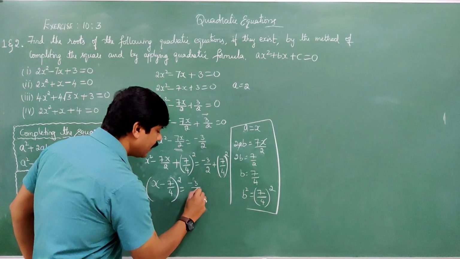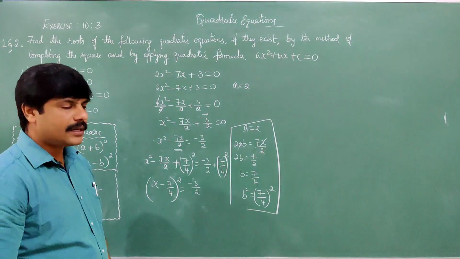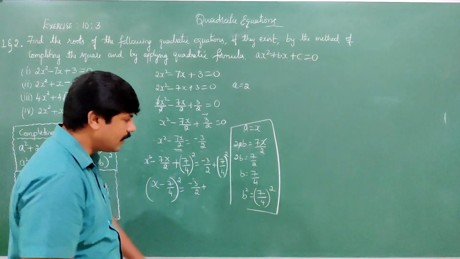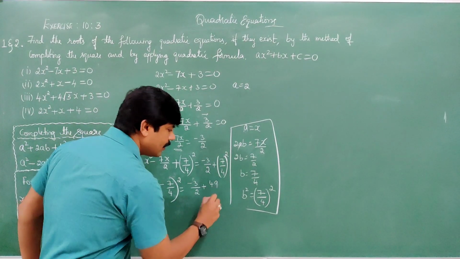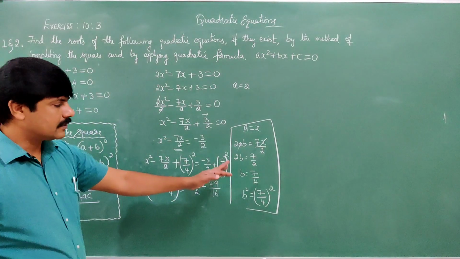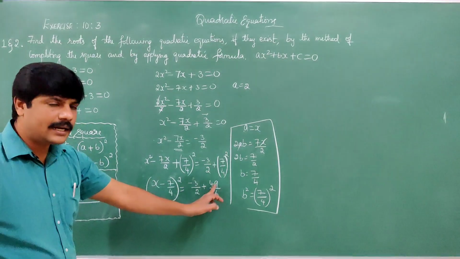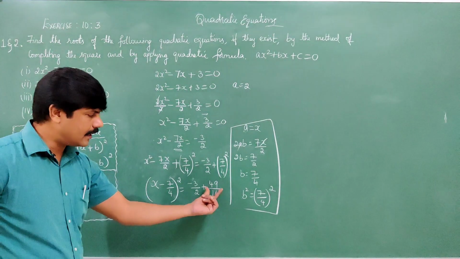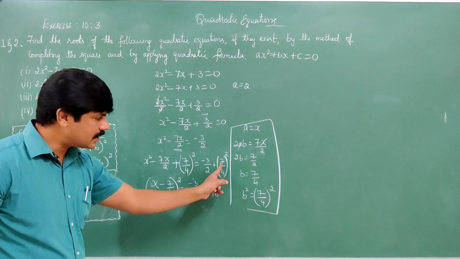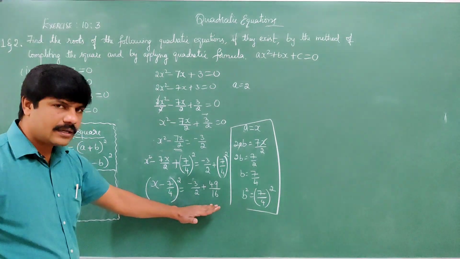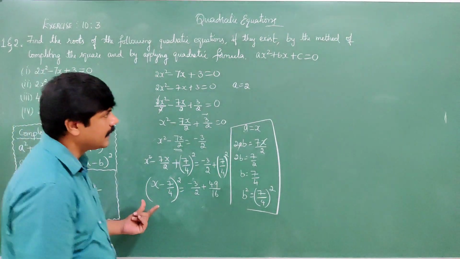Now equals what is there? Minus 3 by 2 plus. Now we remove the square here. 7 times 7 is 49, and 4 times 4 is 16. So 49 by 16. Understand here? Here removed square. Complete square, keep as it is here.